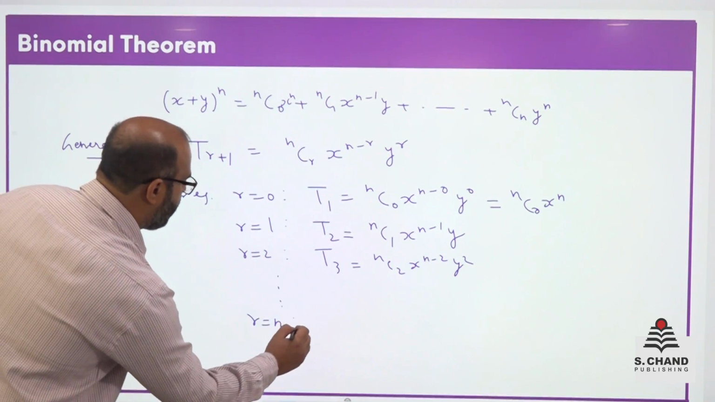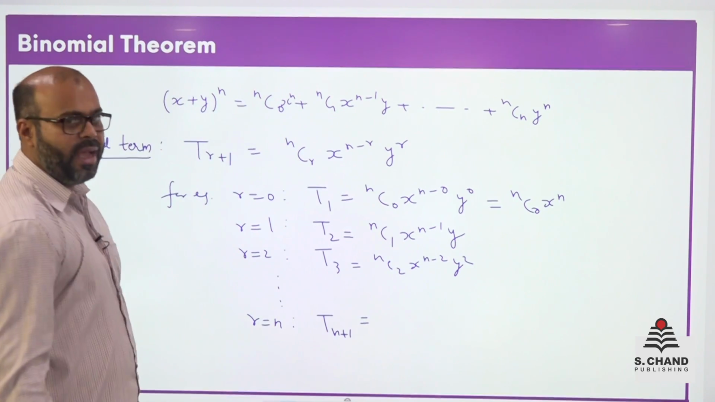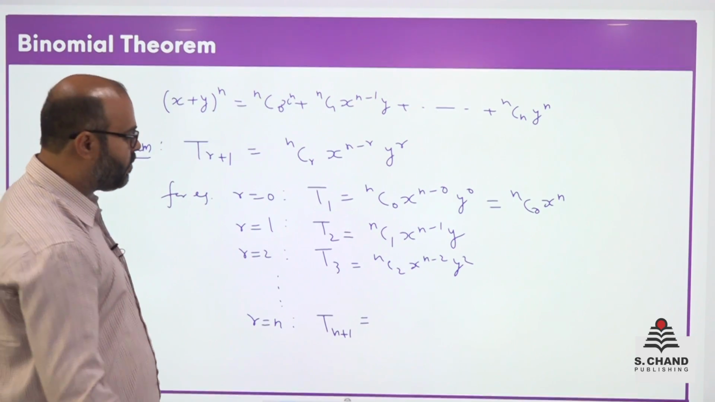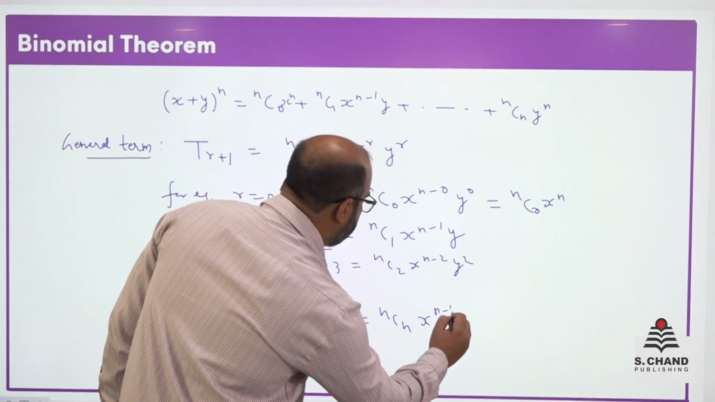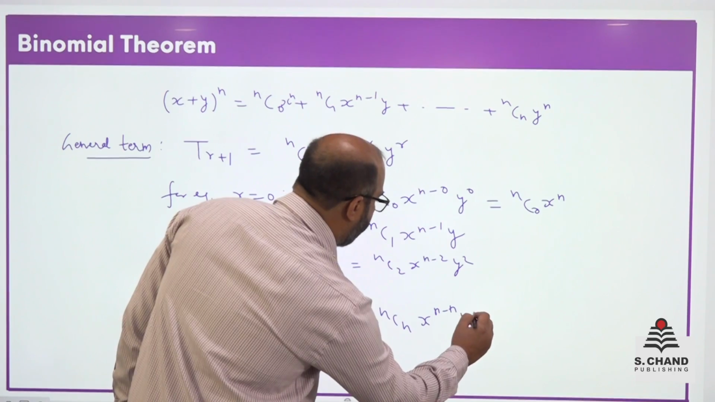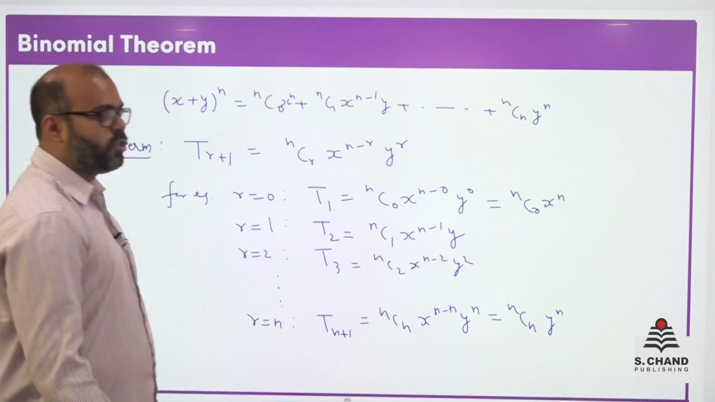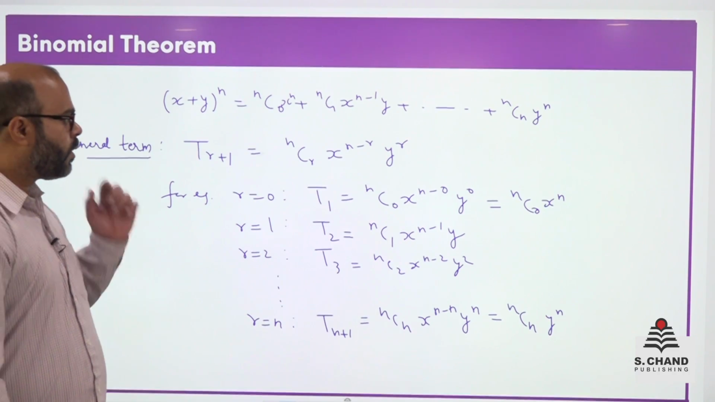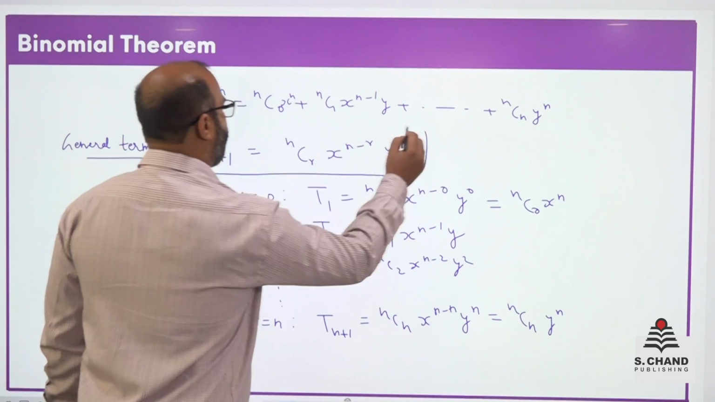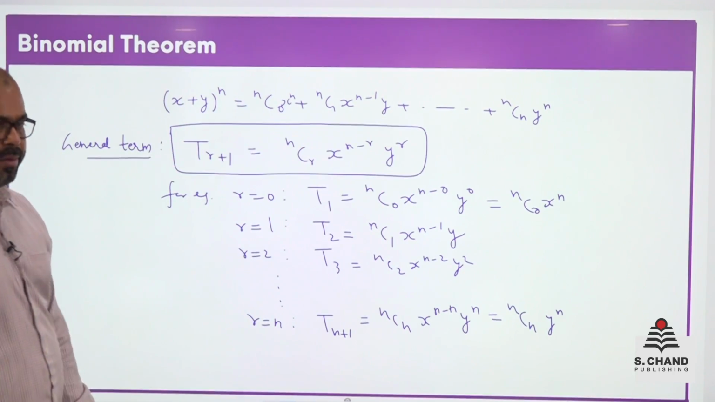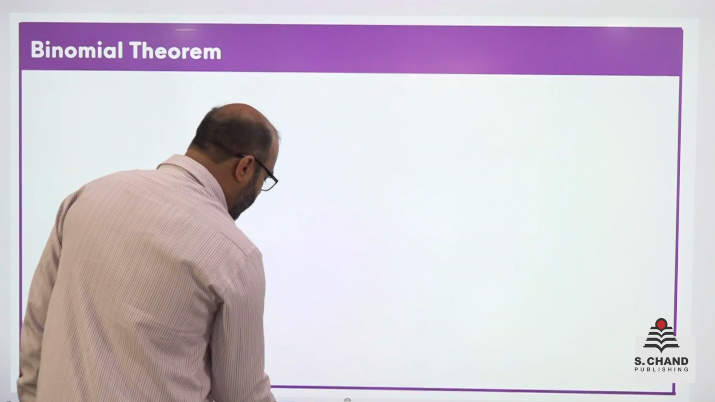When r is equal to n, we get the (n+1)th term, which is the last term, as we know the total number of terms is n+1. So it is nCn x^(n-n) y^n, which is nCn y^n, because x to the power 0 is 1. As you can see, this is the general term of the binomial expansion. What other observation can you see here?